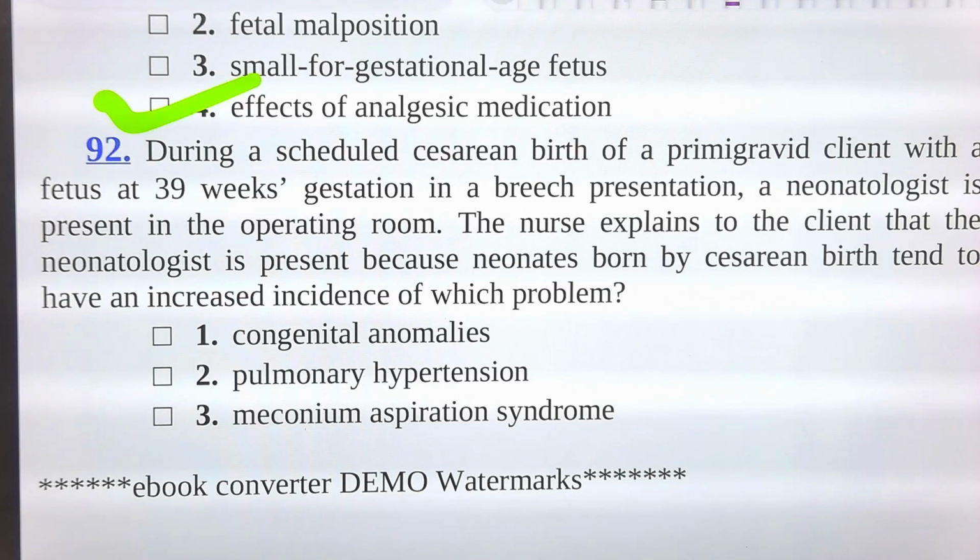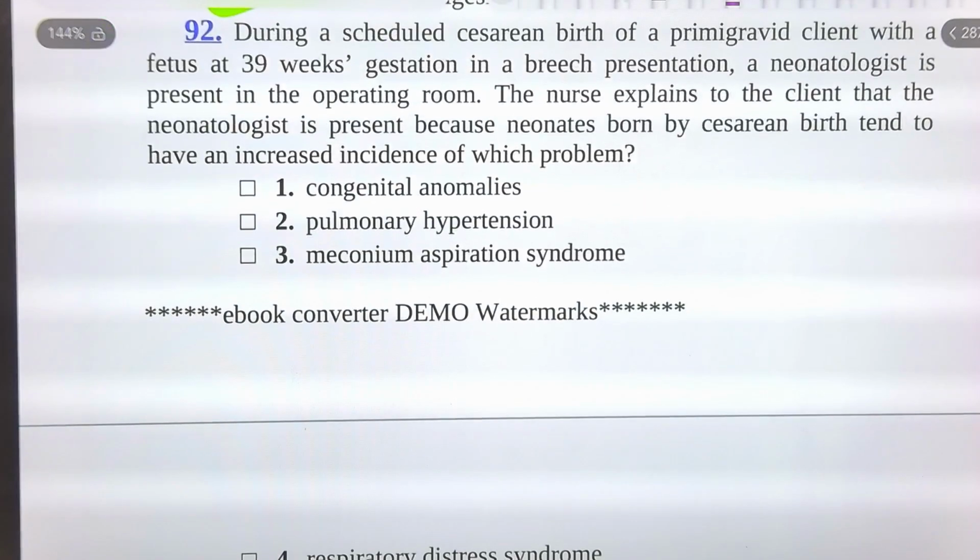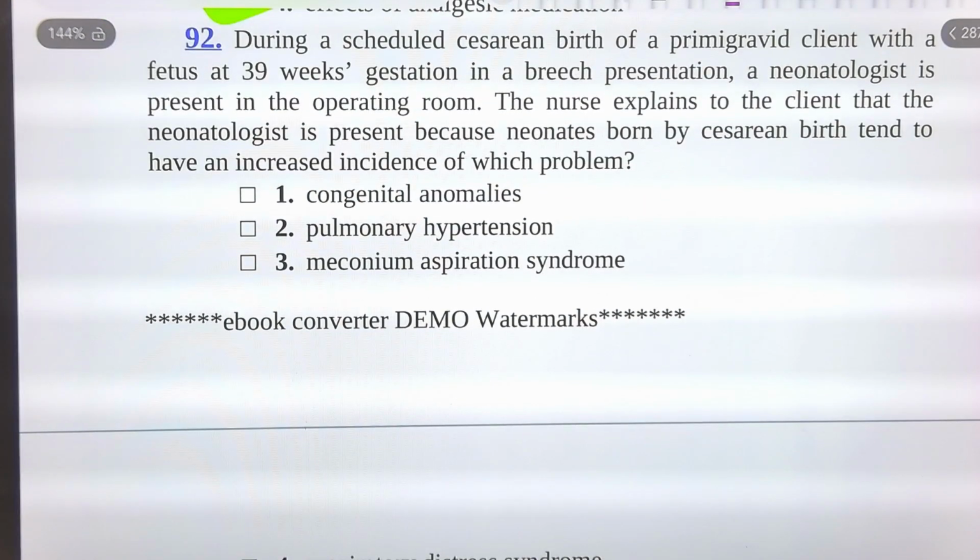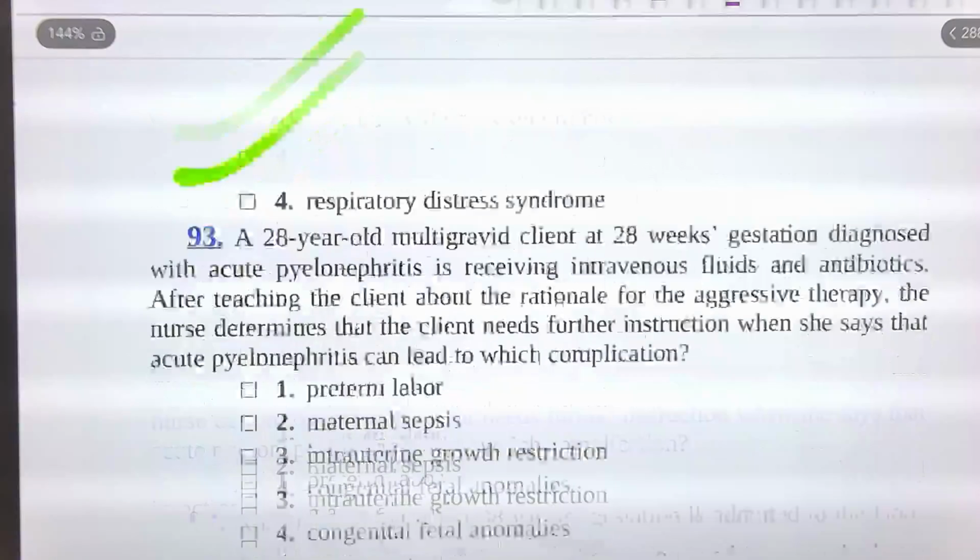of gestation in breech presentation, a neonatologist is present in the operating room. The nurse explained to the client that the neonatologist is present because neonates born by cesarean birth tend to have increased incidence of which problem. So you have four options. Neonates by cesarean section को कौन सी complication होने का risk होता है. So what can be the right one? Respiratory distress syndrome will be the right answer.